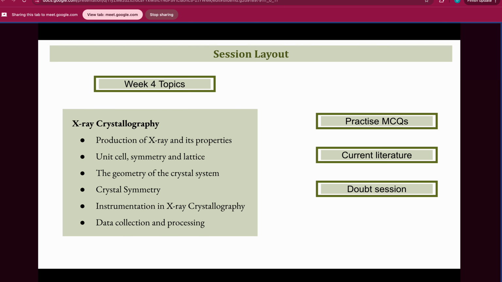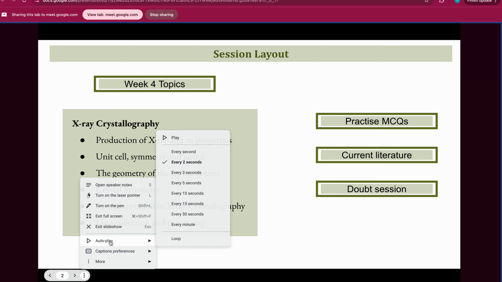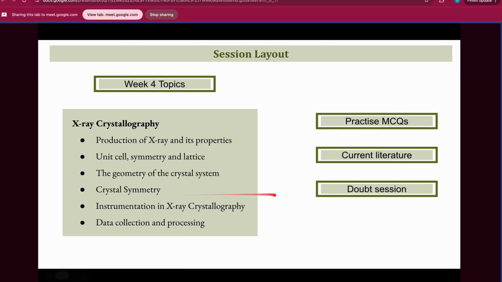So in this week's session, we will be talking about X-ray crystallography, in which you have gone through the production of X-rays, their properties, what a unit cell is, what symmetry is, why it is important, what a crystal lattice is, and what an asymmetric unit is, and different concepts about the crystals, crystal systems, and why we should understand them. And then instrumentation, which is used in X-ray crystallography. And then you have also looked into the data collection process and how further refinement is done.